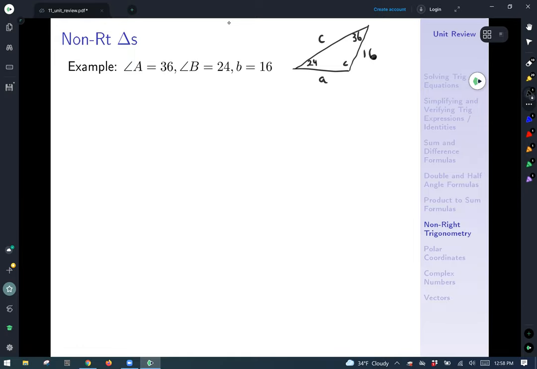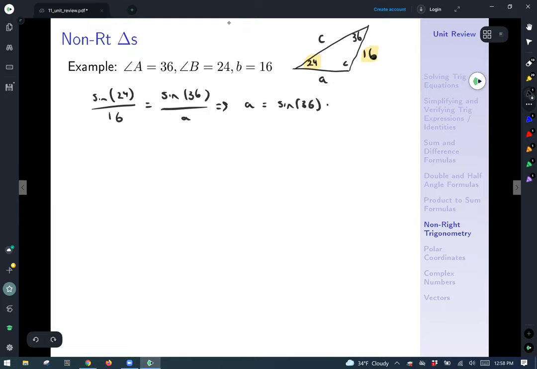Now, I see that I know an angle and a side together. An angle and a side, law of sines is my favorite. It's easier to use than law of cosines, and that screams law of sines to me. I can write sine of 24 degrees over 16, the related side, is equal to sine of whatever angle over the related side. I don't know either of the C's, so I will use 36, which is an angle, so that goes in sine, and A is the side. Algebra it out: A is equal to sine of 36 times the flip of that, 16 over sine of 24. So that equals some number, and that number is your answer.